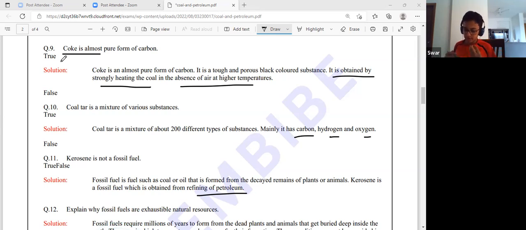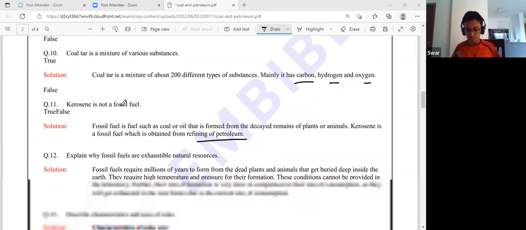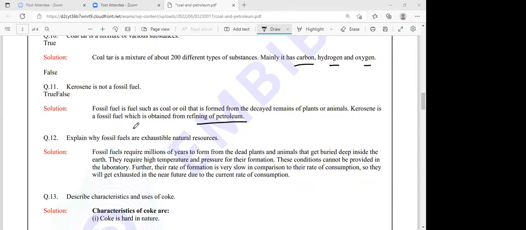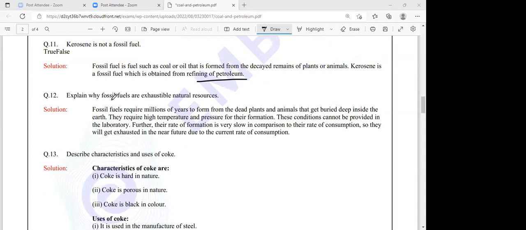Ma'am, I've written it down. Let's start with the next question. It is explained why fossil fuels are exhaustible natural resources, right? Fossil fuels require millions of years to form from dead plants and animals that get buried deep inside the earth. They require high temperature and pressure for their formation. These conditions cannot be provided in the laboratory, which is why they take so much time to form.